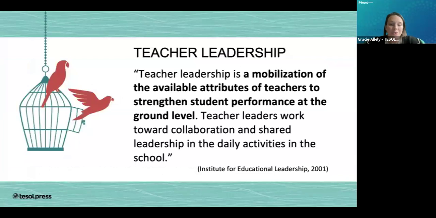And quickly, a definition of what is teacher leadership. Teacher leadership for us is the mobilization of the available attributes of teachers to strengthen student performance at the ground level. Teacher leaders work toward collaboration and towards leadership in the daily activities in the school. So the Swell model really taps into this key thing, available attributes of teachers.